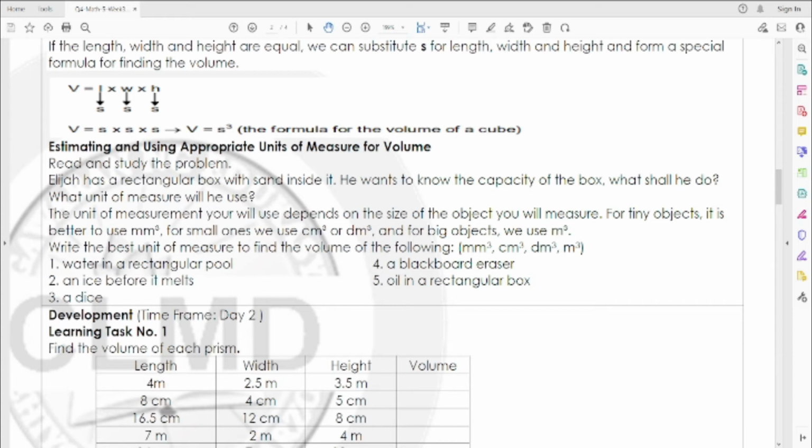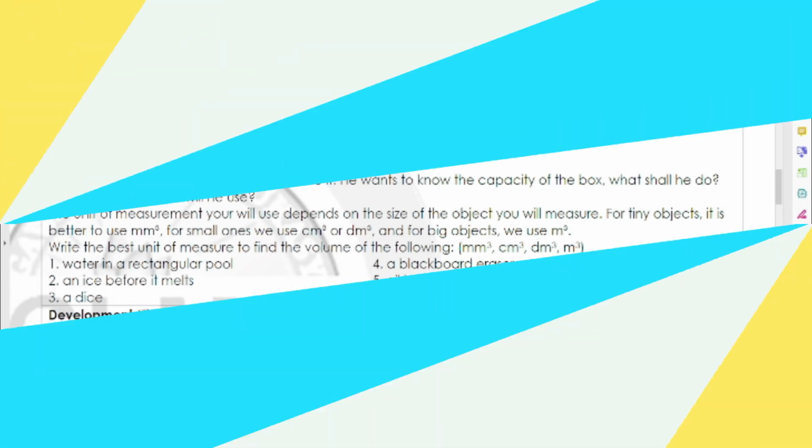For a tiny object, it is better to use cubic millimeter. For a small one, we use cubic centimeter or cubic decimeter. And for big objects, we use cubic meter.